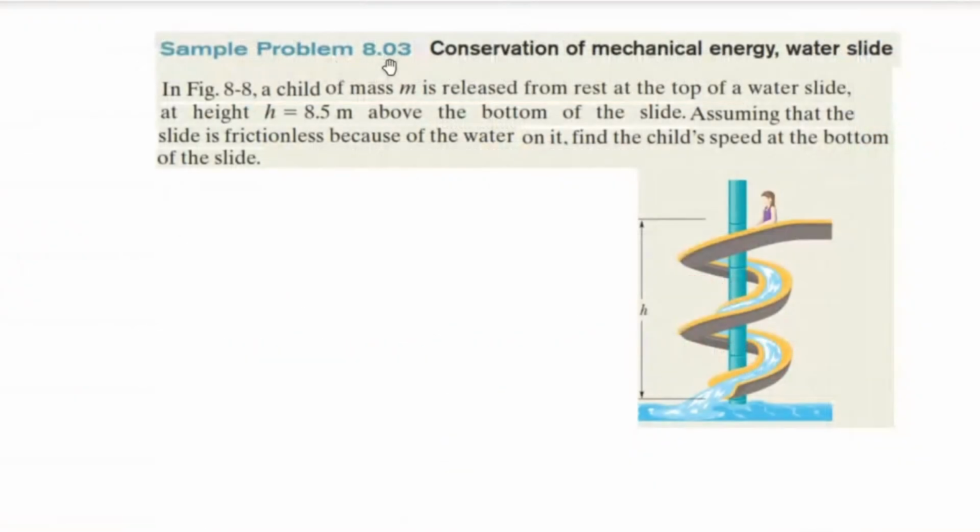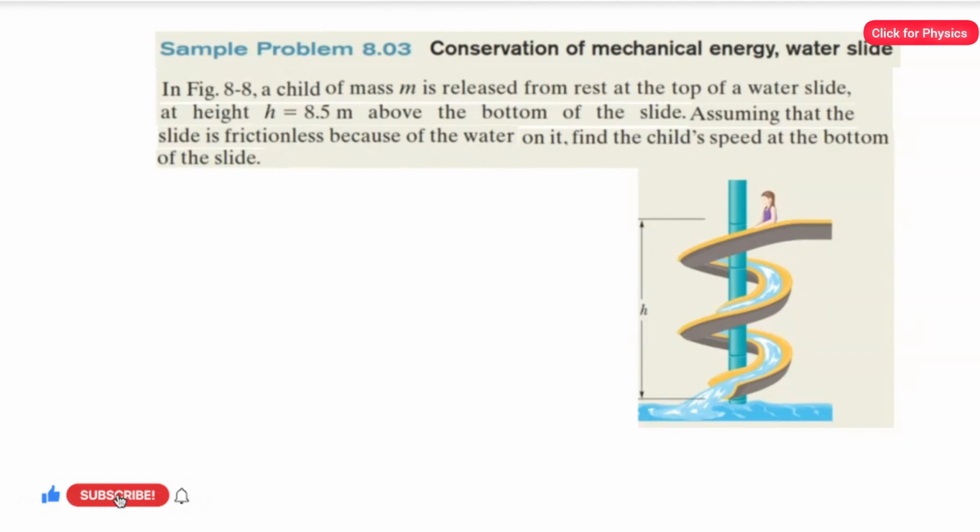Sample problem 8.03. In the given figure, a child of mass m is released from rest at the top of the water slide, at height h equal to 8.5 meters above the bottom of the slide. Assuming that the slide is frictionless because of the water on it, find the child's speed at the bottom of the slide.